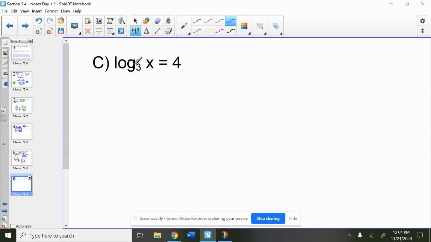And then the last one, log base 3 of x equals 4. Same thing. Let's put in exponential form. So this is 3 to the 4th power equals x. So base of 3, exponent of 4, then equals x there. And so this is 3 to the 4th power, which is 81.